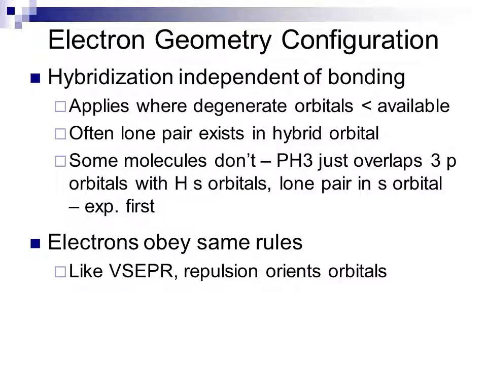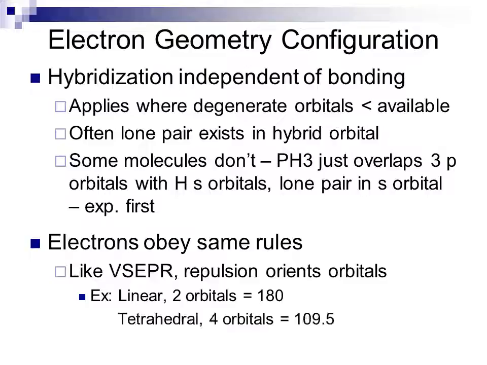Electrons obey the same rules in valence bond theory that they do with VSEPR. Repulsion orients the orbitals together. If I look at a linear orbital, for instance, there are 2 orbitals there, and they form 180 degrees between each other. Looking at a tetrahedral configuration with 4 hybrid orbitals, they make 109.5 oriented at the corners of a tetrahedron. Now, multiple bonding occurs in situations where I have overlap from not just hybrid orbitals, but p orbitals as well.